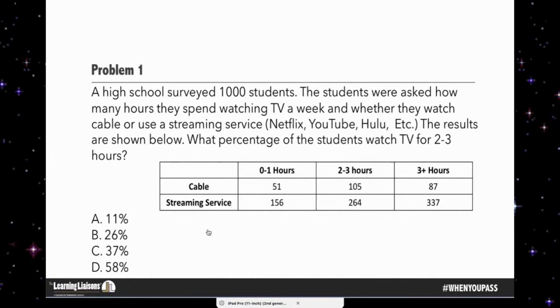A high school surveyed 1,000 students. The students were asked how many hours they spend watching TV a week and whether they watch cable or use a streaming service: Netflix, YouTube, Hulu, etc. The results are shown below. What percentage of the students watch TV for 2 to 3 hours?